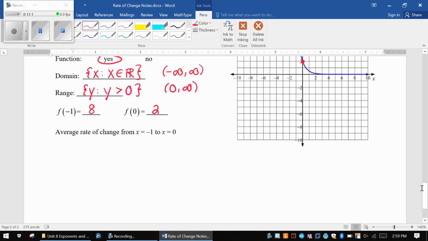So you're calculating the rate of change from this interval, (negative 1, 8) to (0, 2). So your slope, 2 minus 8 over 0 minus a negative 1, is going to be a plus 1. So we have negative 6 over 1, making our rate of change negative 6.